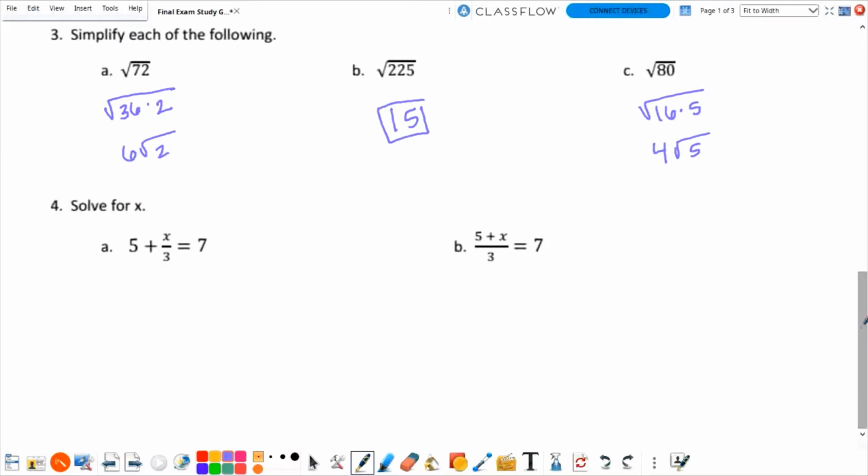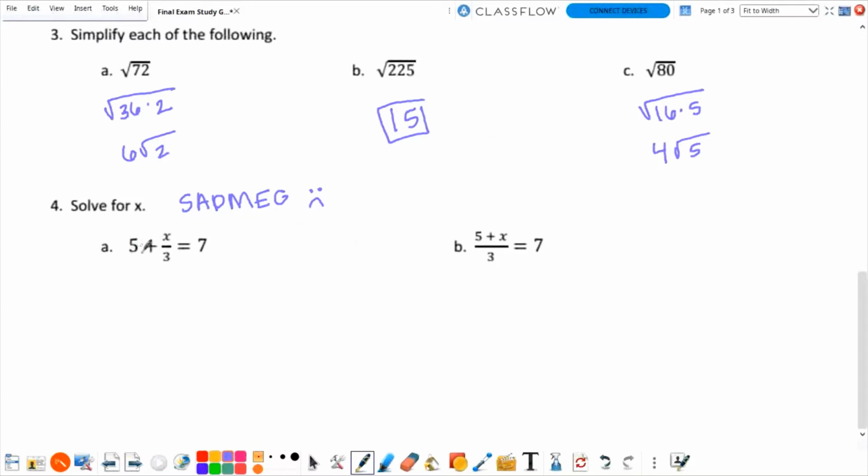All right, number 4 says to solve for x. We have 5 plus x over 3 equals 7. So remember that we use those order of operations in reverse. We called it SADMEG. All right, so we're going to start with subtraction, then addition, and so on and so forth. The opposite of what you're usually used to.